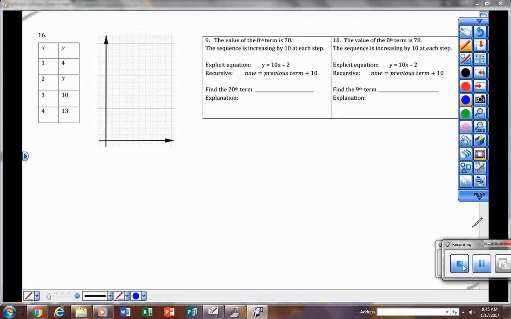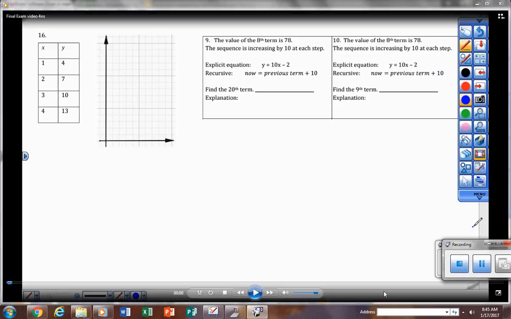For tonight's homework, I'm going to have you copy each of these problems down on a separate piece of paper and turn them in.